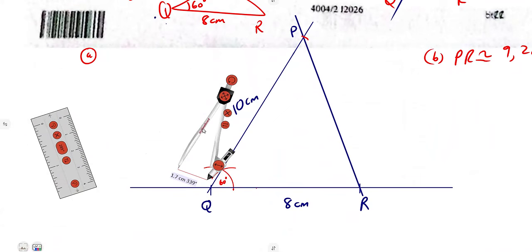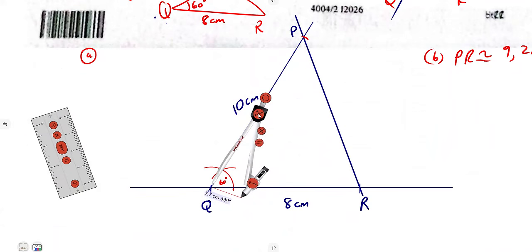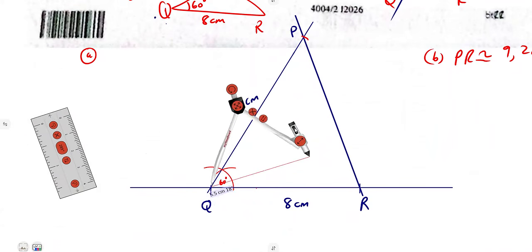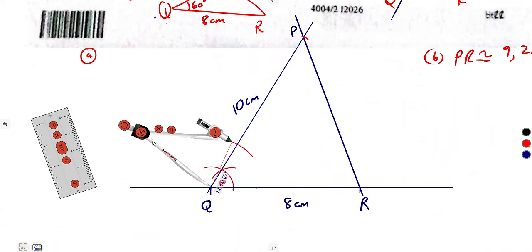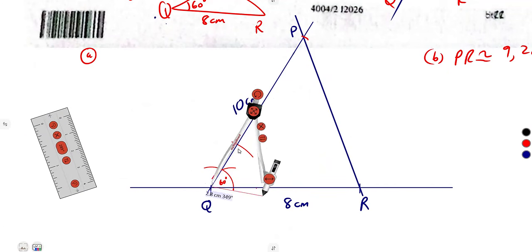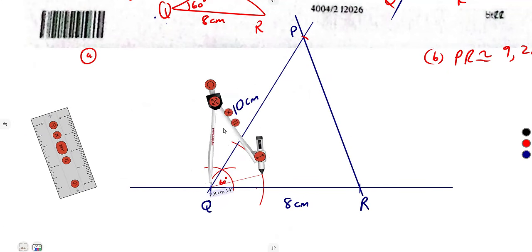We are going to need the needle point at Q. Open a certain distance of your choice. Remember, we need to bisect angle Q. So you mark arcs along the lines forming the angle Q, line QP and line QR. You mark arcs on those two lines. So you're going to mark an arc here, and another arc on this line.